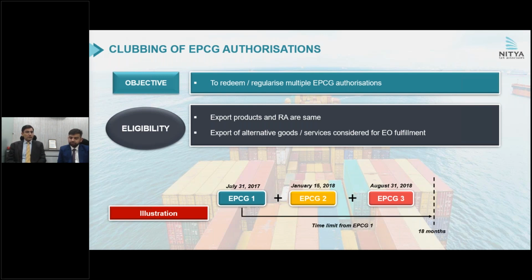So the time limit for clubbing all the three EPCG authorizations has to be done within 18 months from the first EPCG authorization. So in this example, July 31st, 2017 is the first, and all EPCG 1, EPCG 2 and EPCG 3 will be clubbed because all fall within the 18 months. And say EPCG 4 you have taken on March 25th, 2019, that will not be clubbed in this example. The government has given an 18 months range. So within the range of 18 months, you can cover any of the EPCG authorizations for the clubbing purposes.